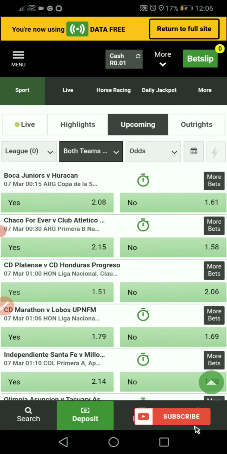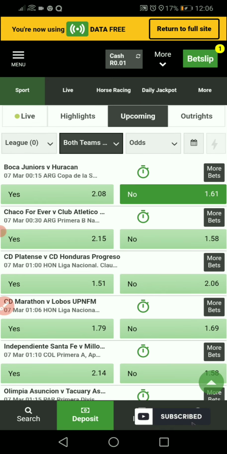So if you choose no on both teams to score, you're saying both of the teams won't score, or one team will score and the other one won't. Still, you won the bet. Let me say this one. If you choose no, you're saying both teams won't score, or one team will score, the other one won't. So now I guess you understand me, right? So let's go, guys.